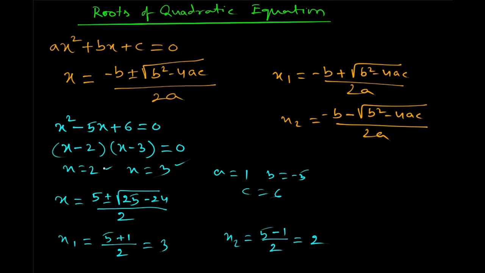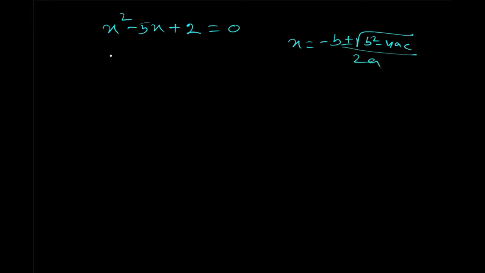Suppose now I change this equation a little bit. Let it be 2. The equation is now x square minus 5x plus 2 is equal to 0. Now can you factorize this? It is difficult to factorize, isn't it? Now let us use this formula, x is equal to minus b plus minus root over b square minus 4ac by 2a. We'll use this formula to find the roots.